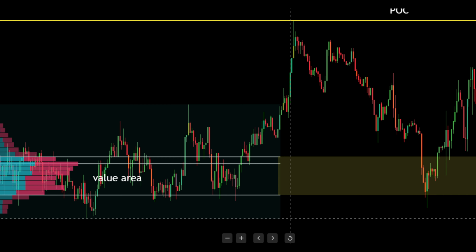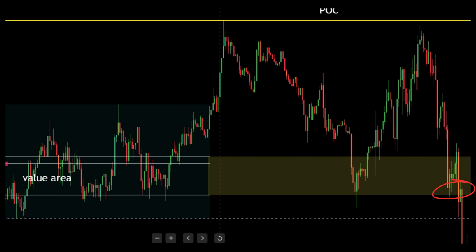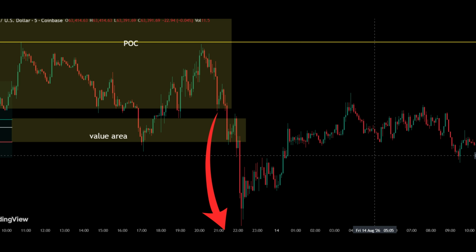The more times a support or demand zone is tested, it either becomes weaker or stronger. In our case, it becomes weaker. When price hits this box for the second time, the buyers are exhausted. A violent red breakdown candle slices right through the bottom of our value area. The institutional floor has officially collapsed.